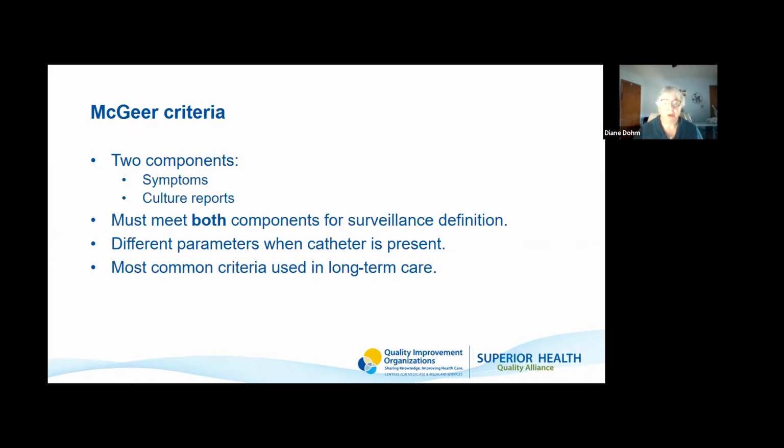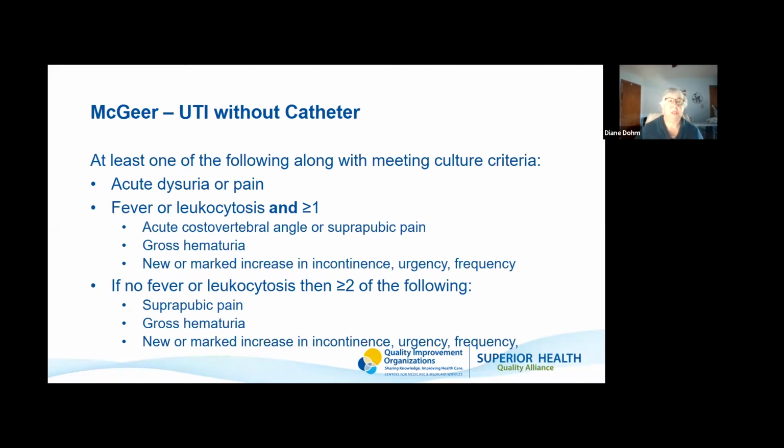We'll start with the McGeer criteria, as it is probably the most common one used in long-term care. It really has two components. It's based on the symptoms of your resident as well as the culture reports. Both of these have to be met in order for it to meet the definition. There are different parameters when the catheter is present or not present. And again, it is the most commonly used in long-term care. So we'll go over these a little bit.